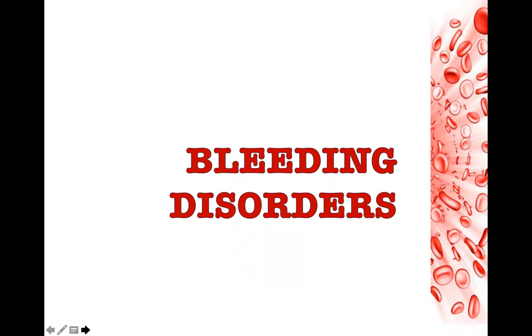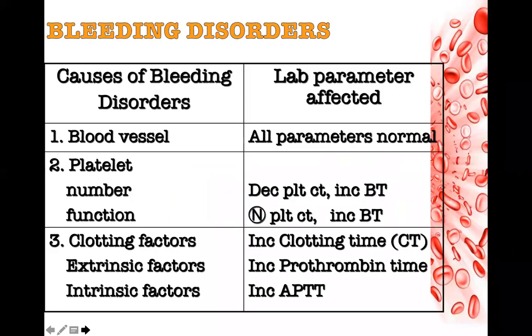Let's continue with our lecture. We will now be talking about the bleeding disorders. These are the possible causes of bleeding disorders. It may involve the blood vessels, and if you examine it in the laboratory, almost all of the parameters would appear to be normal. Second would be disorders involving the platelet. It may involve a number of platelets. So laboratory parameter, there would be a decrease in platelet count and probably a prolongation of the bleeding time.